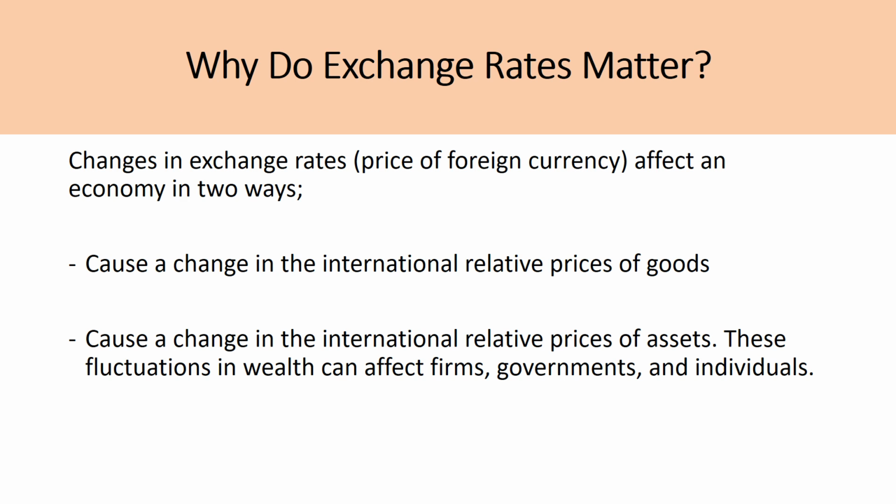Okay. Now, changes in exchange rates affect an economy in two ways. It can cause a change in the international relative prices of goods, or it can change the international relative price of assets. These fluctuations in wealth can affect firms, governments, and individuals, and whatever decisions they're making. So we talked about international prices for assets. Say, for example, you are a Canadian resident and you bought a property in Florida. It's a vacation property. Now, let's look at what has happened in the past few years.